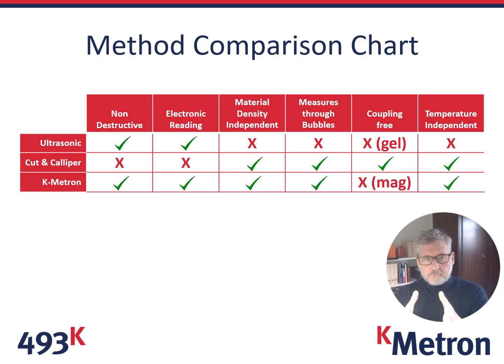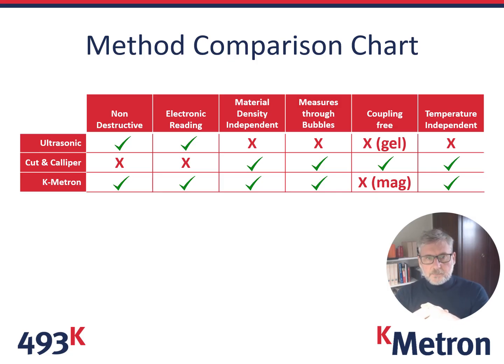So if we start with looking at each method on the left-hand column, we have non-destructive methods, ultrasonic, and K-Metron, the induction thickness testing method. Cut and caliper is obviously destructive. The part is no longer usable after that. Ultrasonic gives you an electronic reading. Cutting and caliper method is very often down to the accuracy with which the user will measure that part. K-Metron also gives you an electronic reading on a display.